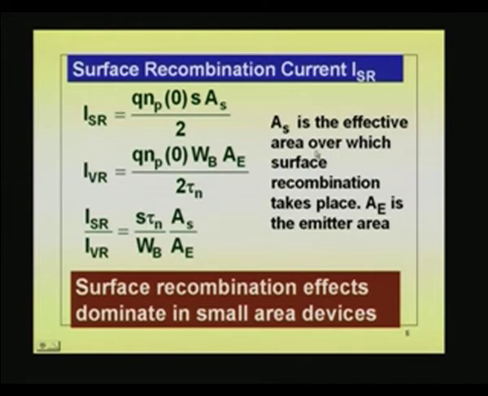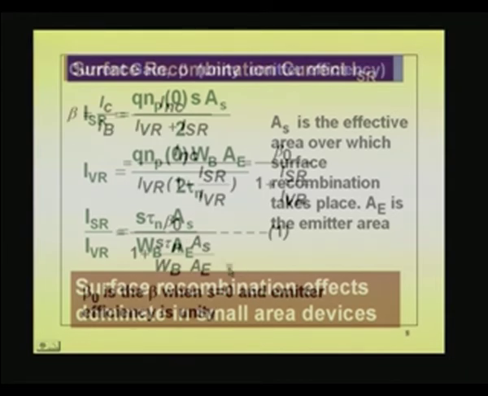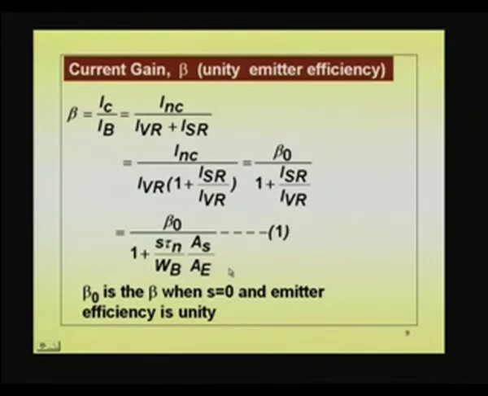So, AS is the effective area over which surface recombination takes place, and A is the emitter area. To sum up what is said here, the surface recombination effects dominate in small area devices. Area small, that becomes large. Now, let us see the current gain.